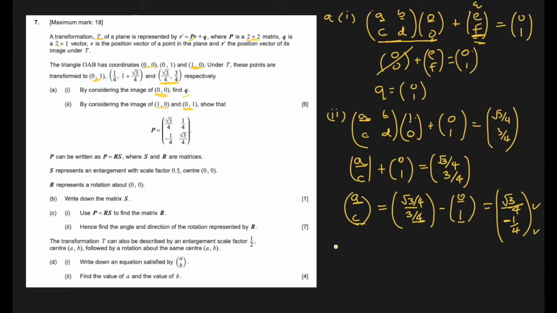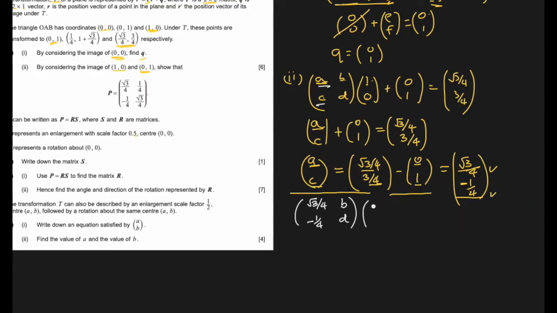Yeah, now we'll use 0, 1. So this is our second step. So A, B, C, D again, but A and C are known to us now. If you want, you can write it, though it is of no use, but we will write it. Minus 1 fourth. So we got A and C. B and D are unknown, so we will write them B and D. And the point we have to use is 0, 1, and its image is the second one here. So it is 1 fourth. First we have to write plus 0, 1 equal to 1 fourth and 1 plus square root 3 over 4.